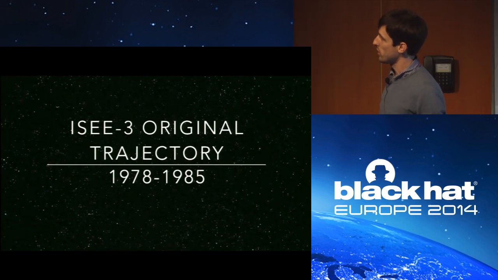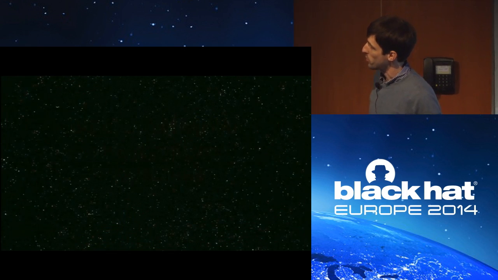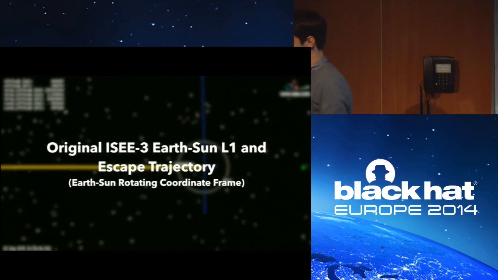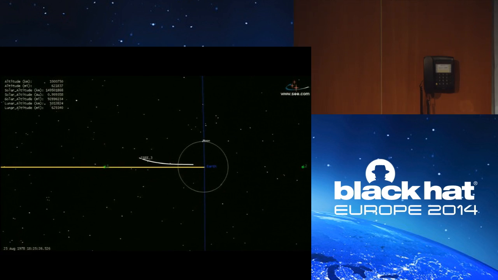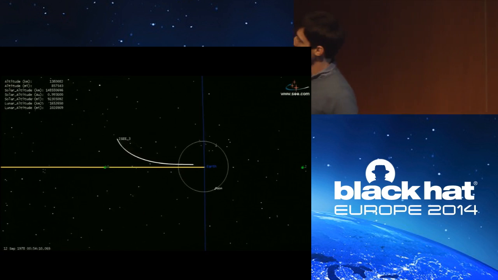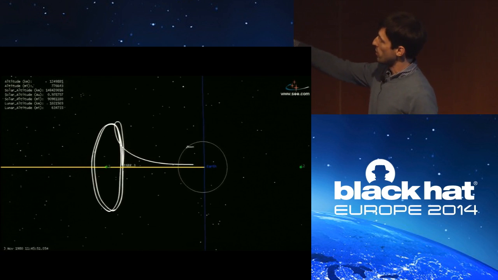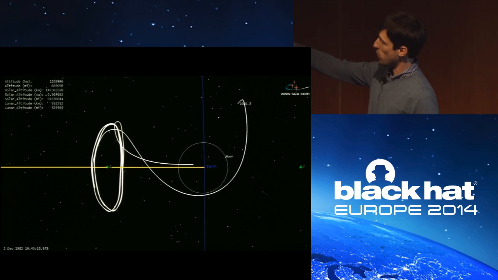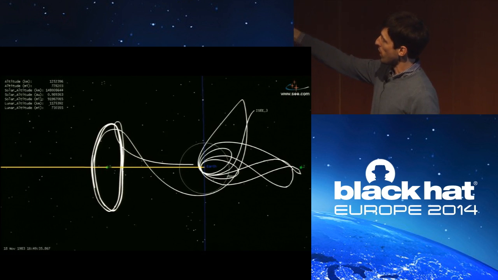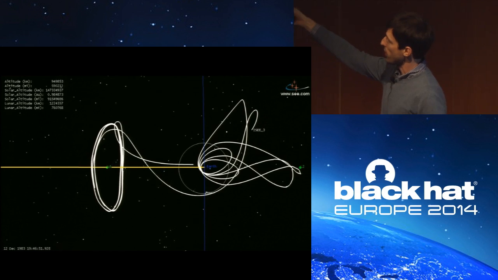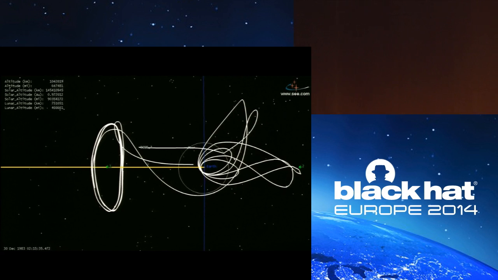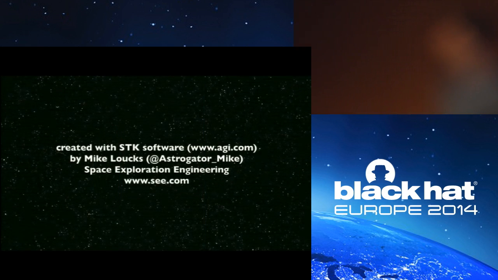So if you actually look at this on a video, you'll see that I've edited this and sped it up a little bit. But you can see that this is the Earth-Sun reference frame, so the Earth is always here at the center, speed it up, the moon's going around there, and then it was shot out to this L1 point. They do some lunar flybys, and then you can see it does the final flyby and then goes out with the increased energy that it has into orbit around the sun.